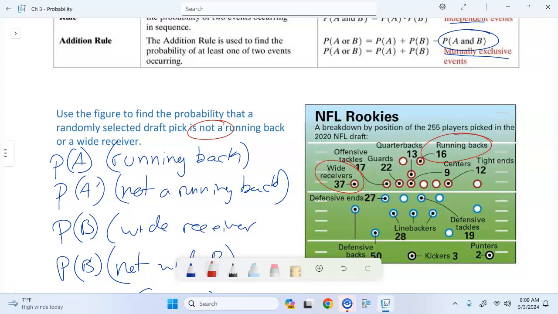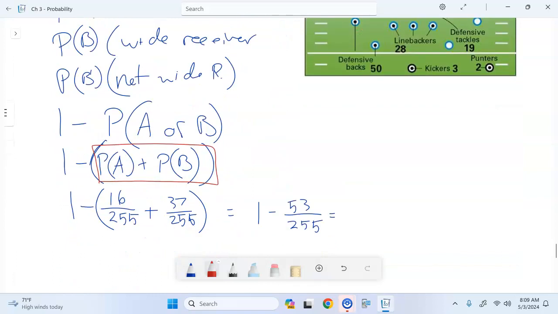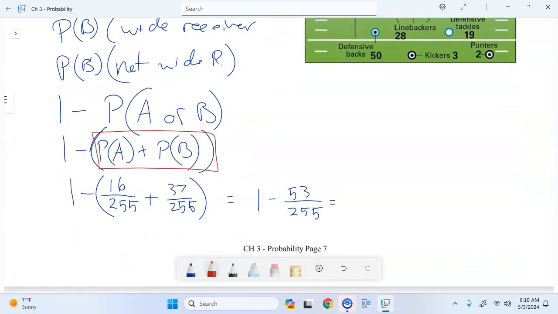Why is there 1? The probability of an event happening plus the probability of it not happening has to add up to 1. So we're just finding the complement: 1 minus the probability that it happens. So 255 minus 53, and we get the probability that they're not a wide receiver or a running back. There's our probability.